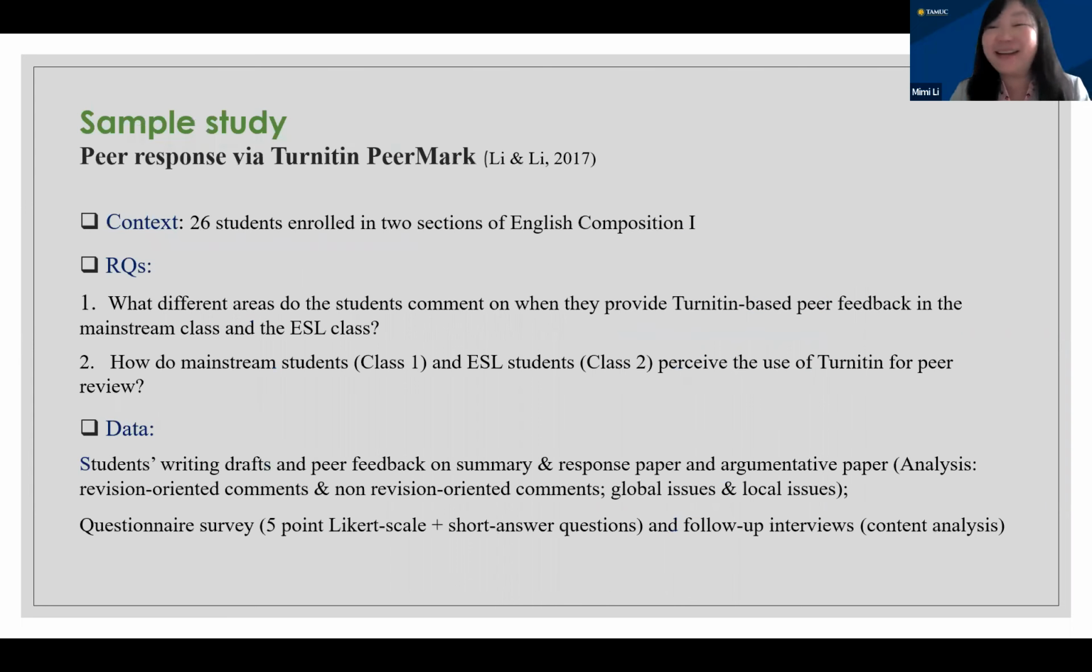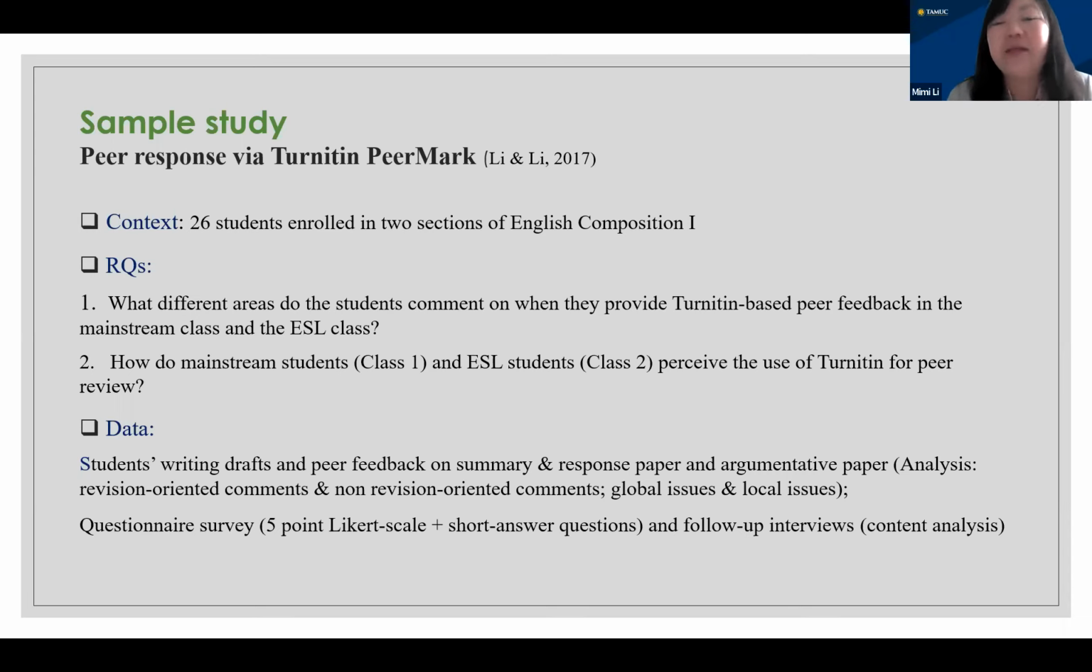Now, here is a study I want to share with you. This is a study I conducted with my former colleague at Georgia Southern University. A total of 26 students enrolled in 2 sections of English composition class participated in this study. We addressed 2 research questions. What different areas do the students comment on when they provide Turnitin-based peer feedback in the mainstream class and the ELCL class? And how do the mainstream class and the ELCL class perceive the use of Turnitin for peer review?